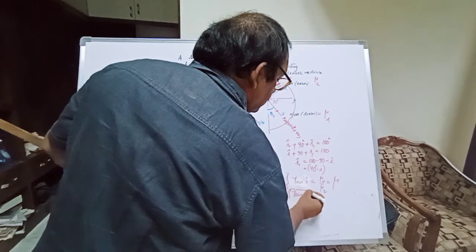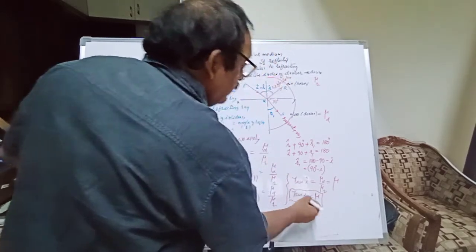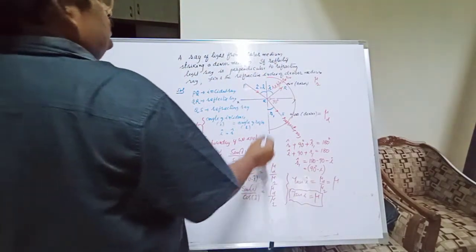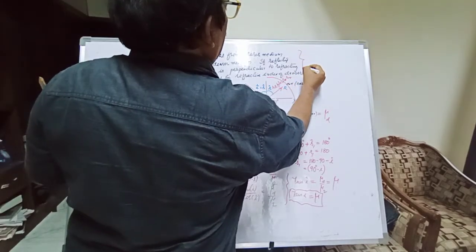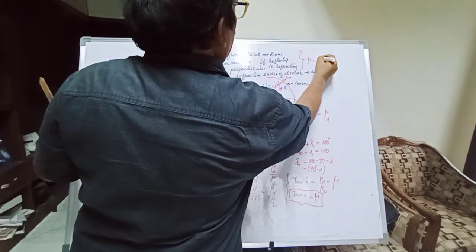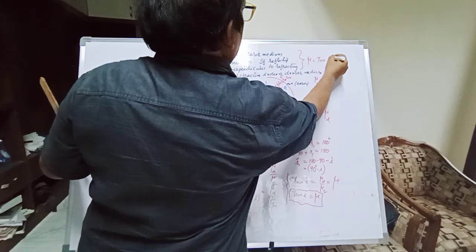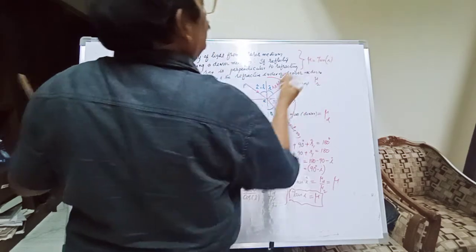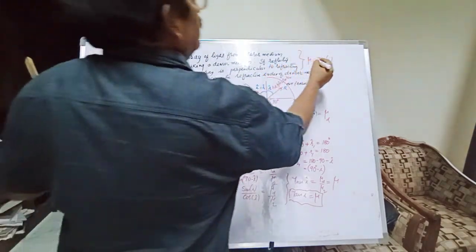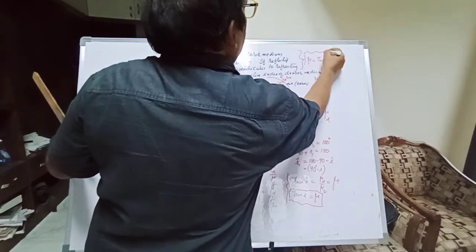So this is the result. Mu is equal to tan I. So the refractive index is equal to the tangent of the angle of incidence. This is the most important result.